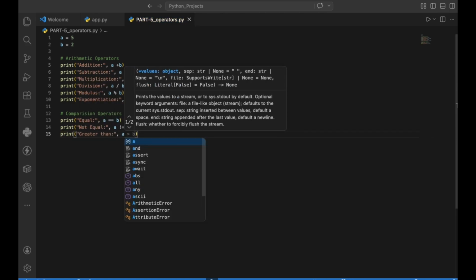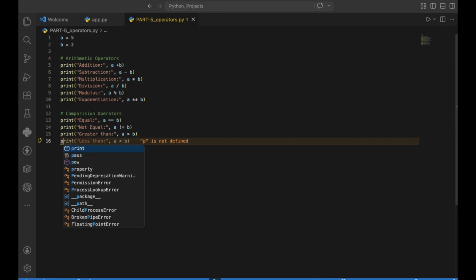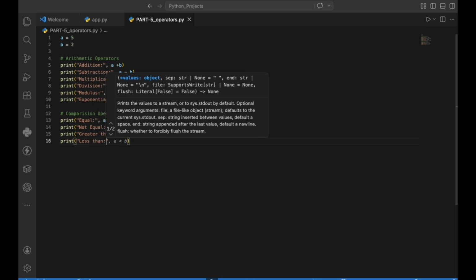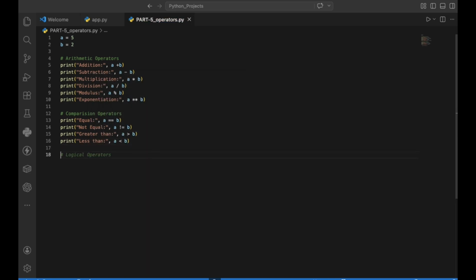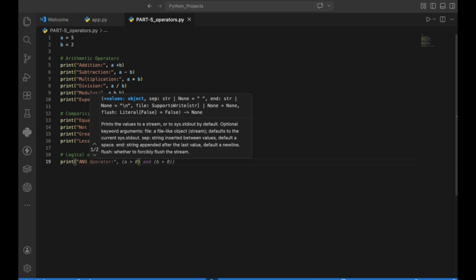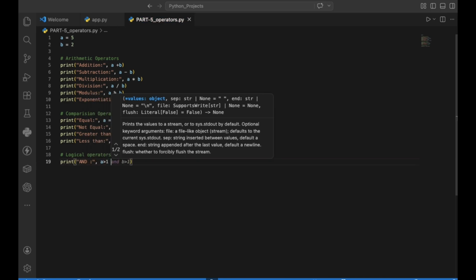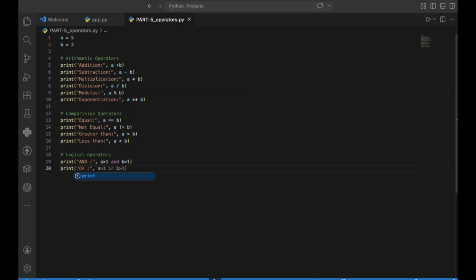Now, logical operators. These operators are used to combine multiple conditions. And returns true if both conditions are true, or returns true if at least one condition is true, and not reverses the result.